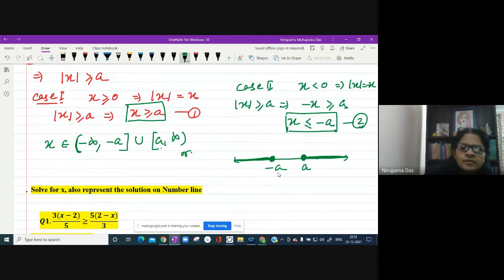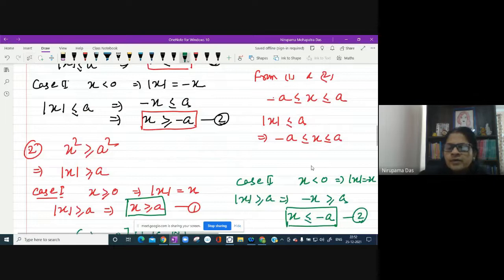Or what else we can do? You may also write x belongs to the set of real numbers, difference, the open interval minus a to a, because a is included here. So we have to exclude the complement. And minus a is included here, so minus a is excluded here. So you have to be careful.